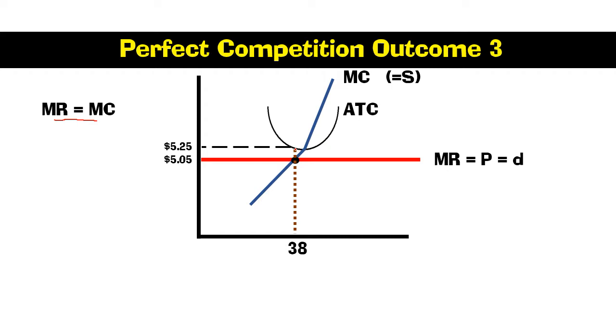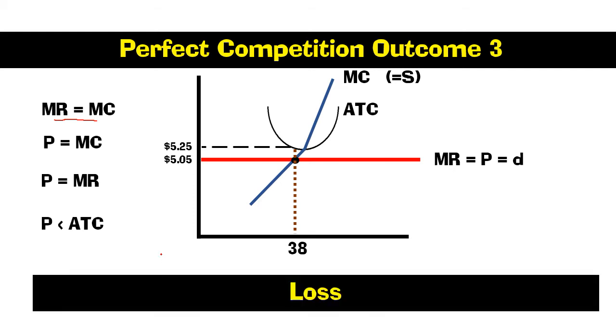Now, this says my cost is $5.25 per unit. I'm selling the wheat for $5.05. I'm not happy. I'm really not happy. Our price is still equal to marginal cost, marginal revenue, but now the price is less than my average total cost, which is a loss. So when you see this, price less than ATC, that, my friends, means you're a loser.